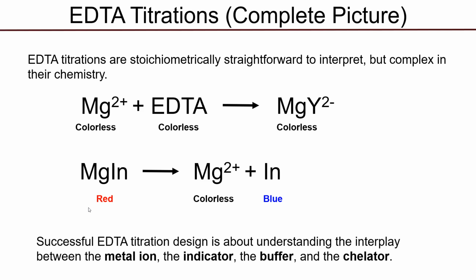So the bottom line here is successful EDTA titration design is about understanding the interplay between the metal ion, the indicator, the buffer, and the chelator all at the same time.